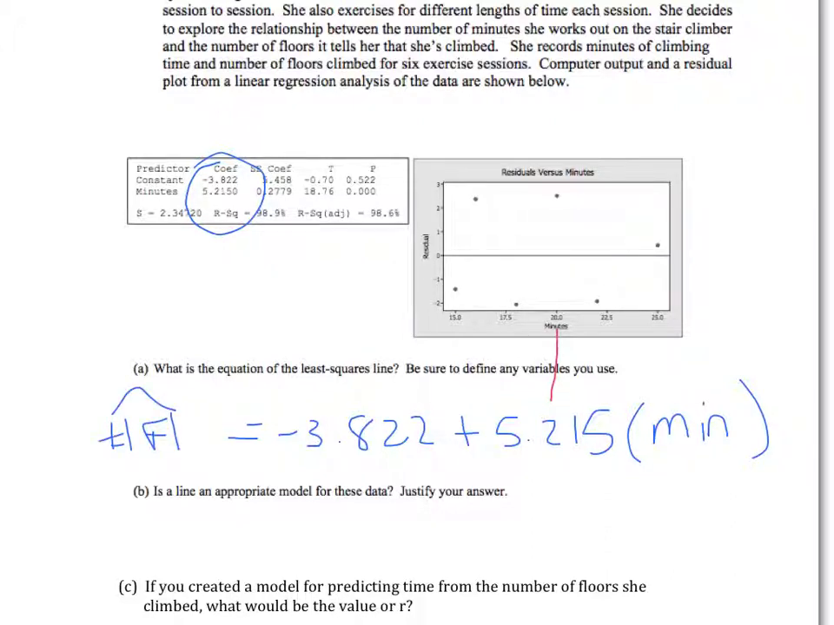Is the line appropriate for this data? Yes, it is. It's appropriate because the residual plot is random. Don't refer to this graph as it or the data. It is the residual plot.